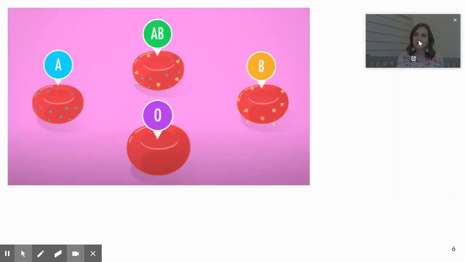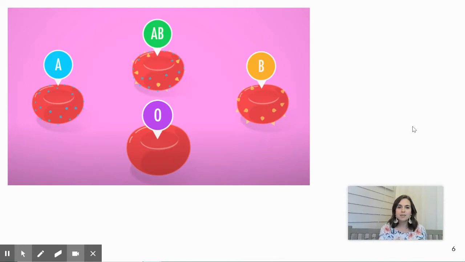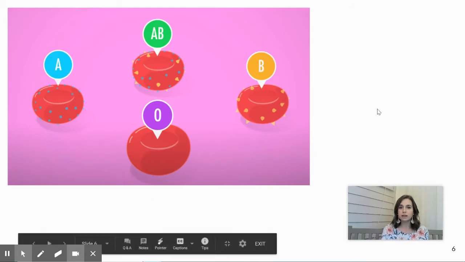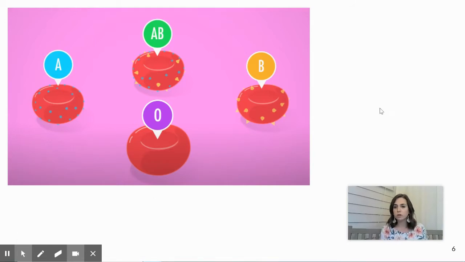Alrighty. So what are blood types? We have markers on the outside of our red blood cells and all of our cells, but specifically our red blood cells have specific markers that say if they are A, AB, B, or O. And this image and the next few little cartoon images should look familiar. They're from the video I asked you to watch, I think last time we had class.